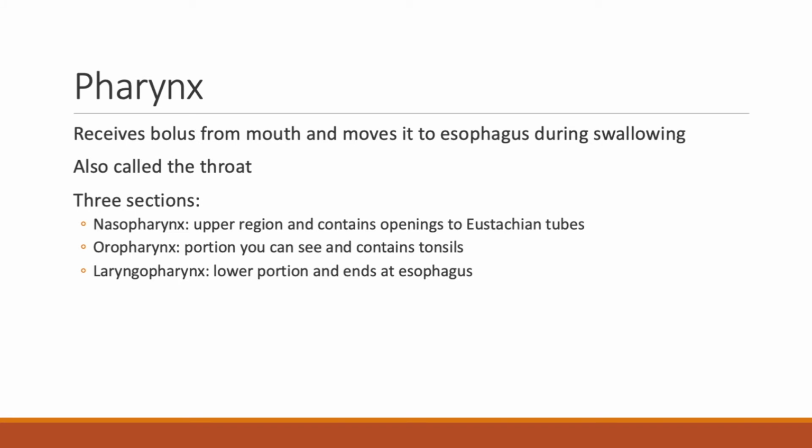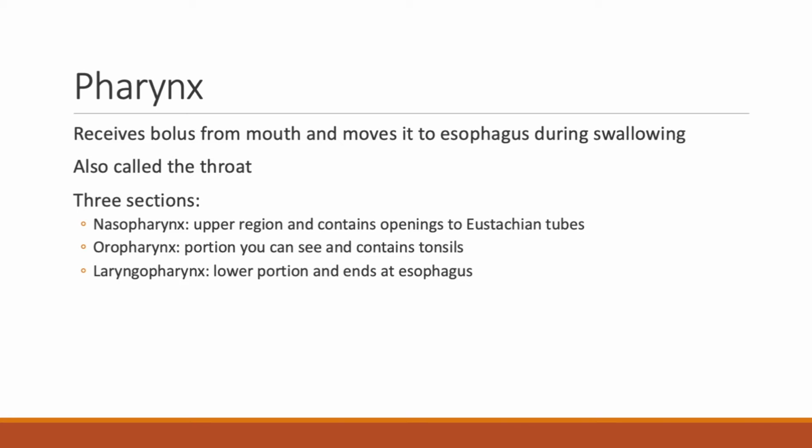And then the pharynx receives the bolus from the mouth and moves it to the esophagus during chewing. It's also called the throat. So from the pharynx, you can divide that, just like we did with the mouth, with the tongue and teeth and glands. You can also do that with the pharynx and divide it into 3 sections.